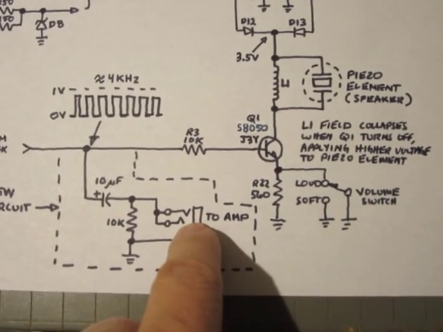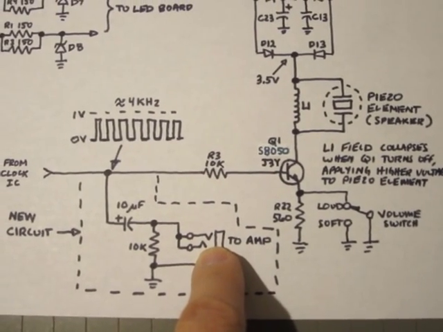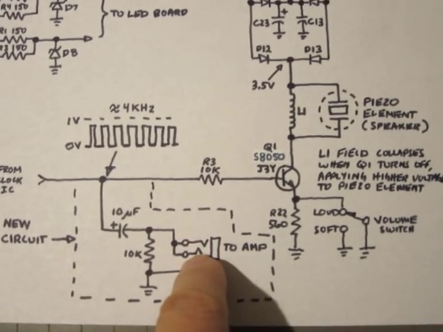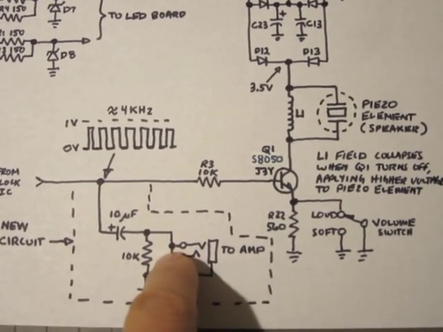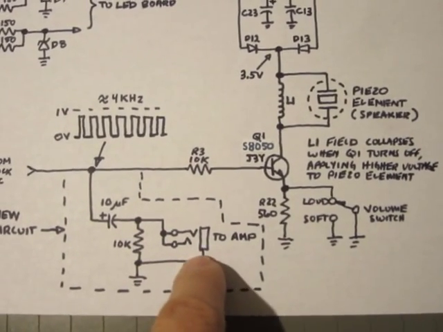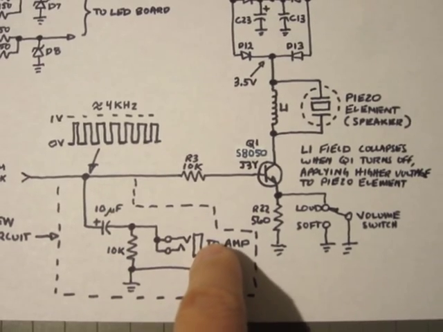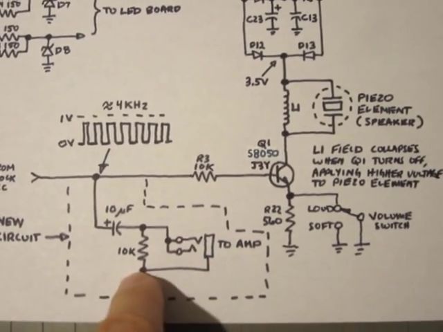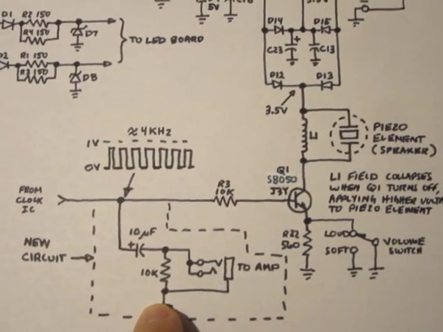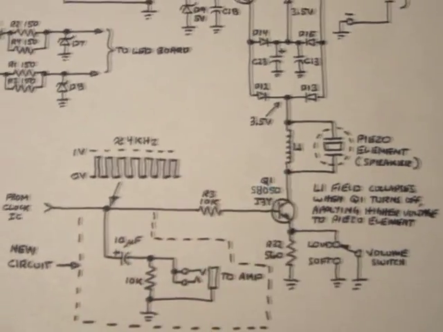And I used a stereo one so I could use a set of stereo computer speakers, and both sides, the tip and the first ring, are wired in parallel, so both left and right get the same signal, and then the sleeve of the jack goes to ground. So it's a very simple addition to the circuit, and it doesn't change the way the rest of it operates at all.